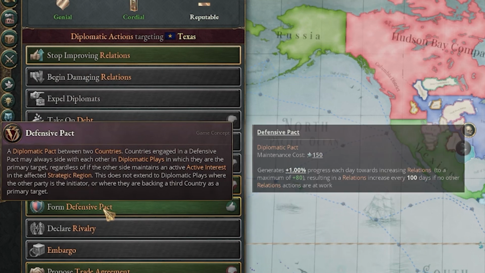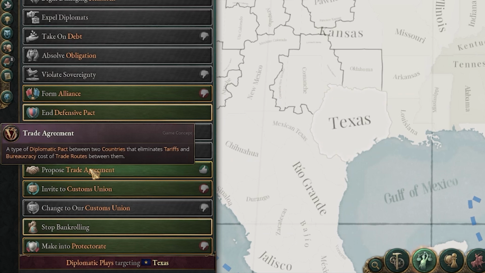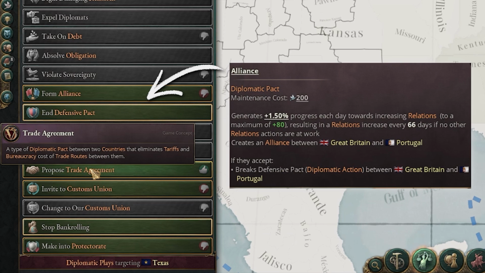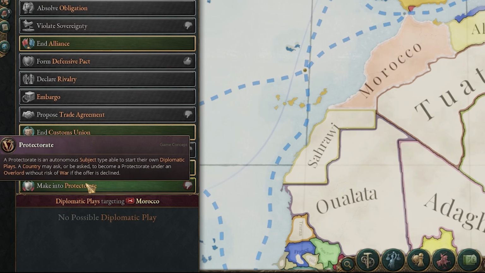One of the other things that you can do with influence is form diplomatic pacts. Diplomatic pacts are promises that two countries give to one another. Many of these require a high cost of influence per month, but also provide a lot of bonuses. You can promote free trade with other countries with the Trade Agreement Pact, but also promise to go to war together with the Alliance Pact. You can even demand the subjugation of a nation less technologically advanced than you by making them into a protectorate.